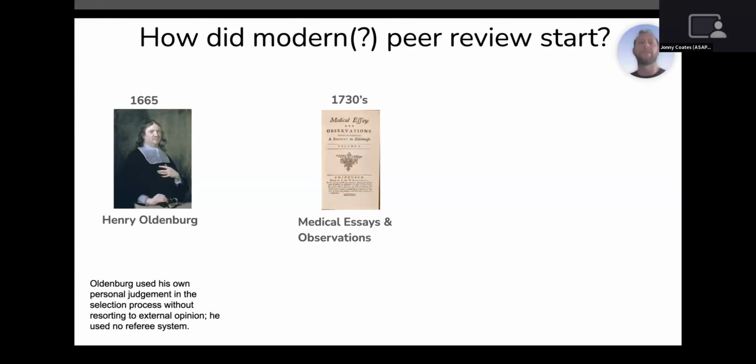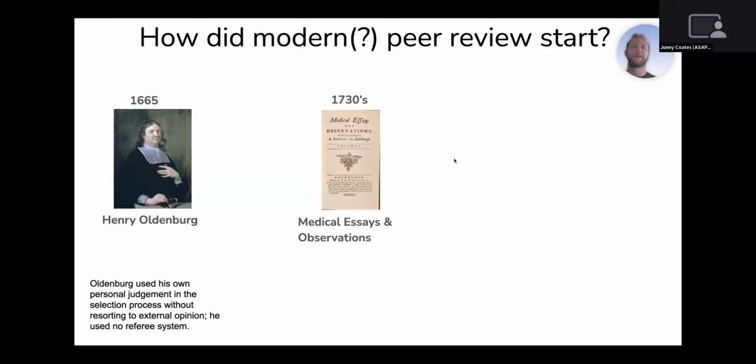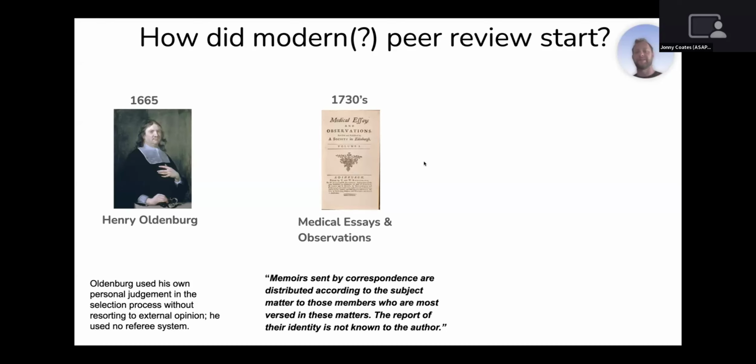The other thing that you will come across is the Medical Essays and Observations Journal. This was by the Royal Society in Edinburgh in the 1730s. In this case, they sent memoirs out by correspondence and distributed according to subject matter to people who would be interested. This was not peer review again. These were already published things that were being sent around for one. But they weren't getting peer review reports back either. So still not peer review, but also something that people who think they know the history of peer review will tell you is where peer review started.